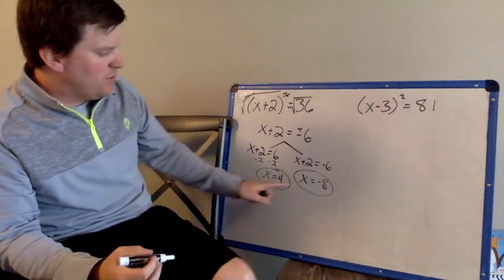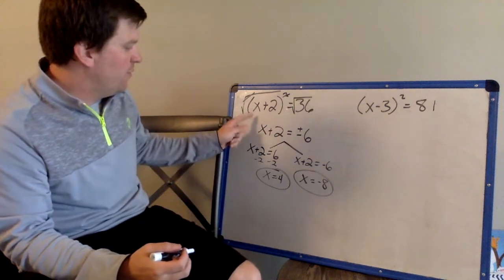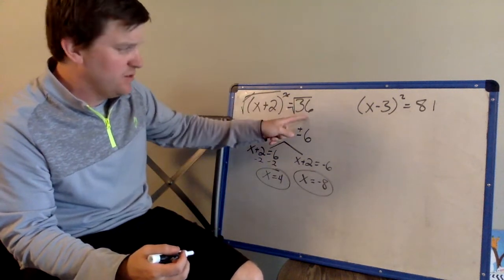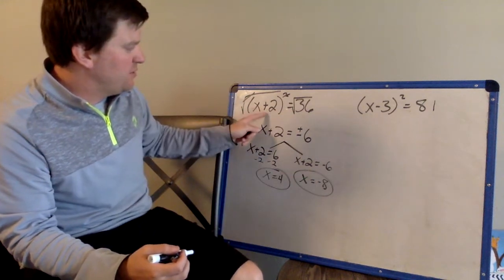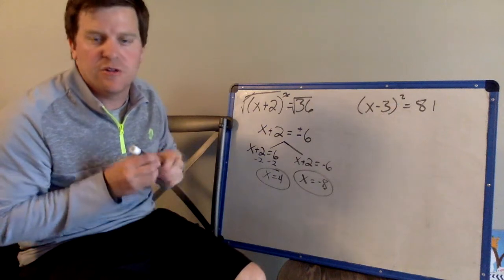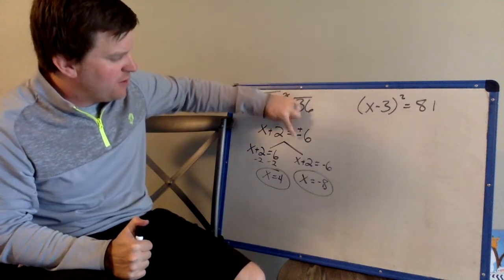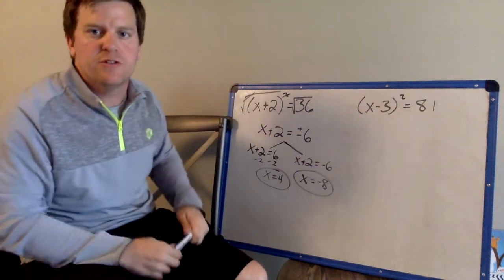If we were to plug both of these numbers in, they would both work. We have 4 plus 2 is 6. 6 squared is 36. Negative 8 plus 2 is negative 6. Negative 6 squared is also 36. Both answers are going to work there. We just can't forget when we square root this positive number to write our plus and minus, so that way we get 2 answers.